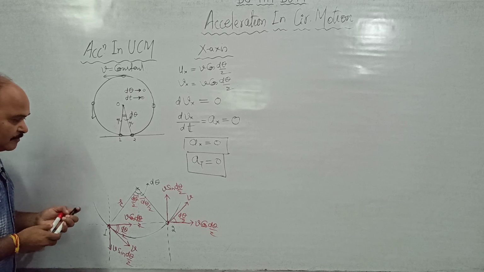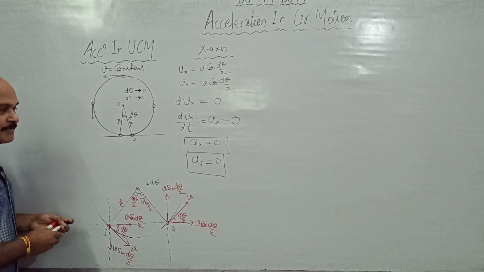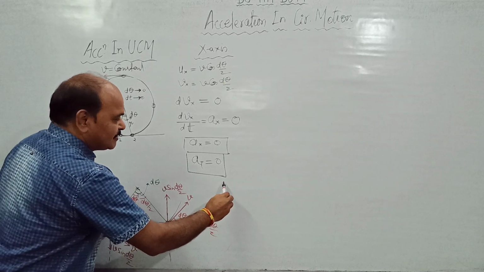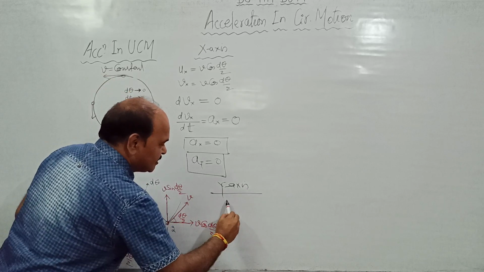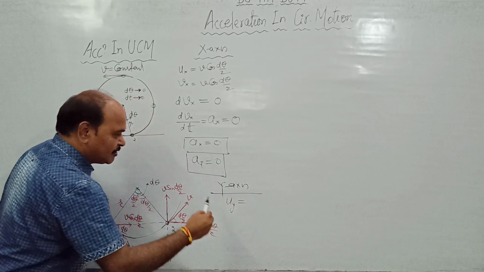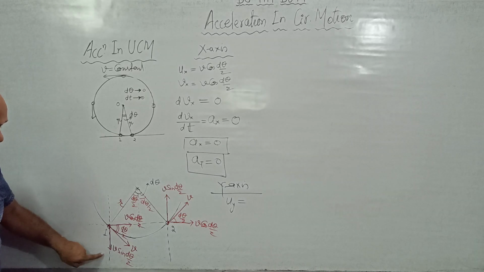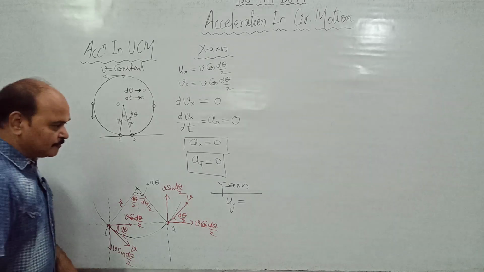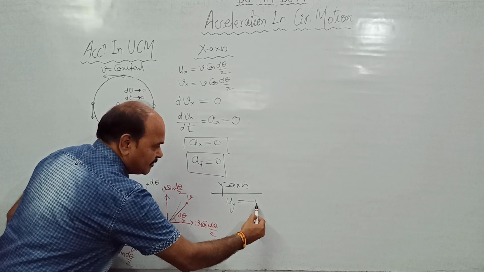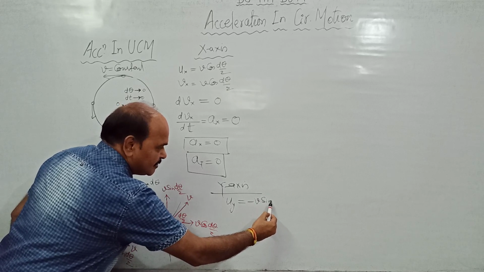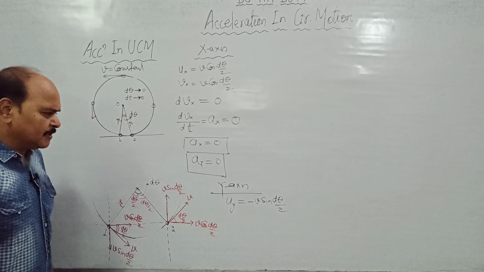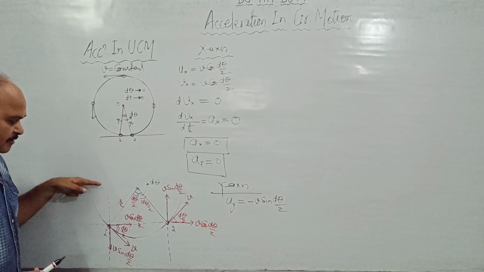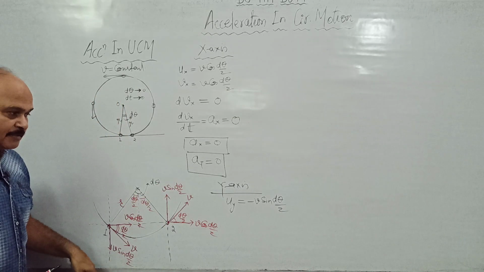So let us now see what is happening along the y-axis. If we look at the motion along the y-axis, what is the initial velocity along the y-axis? This is minus v sine of d theta by 2. Why do we put a negative sign? We put a negative sign because the direction is along the negative y-axis.